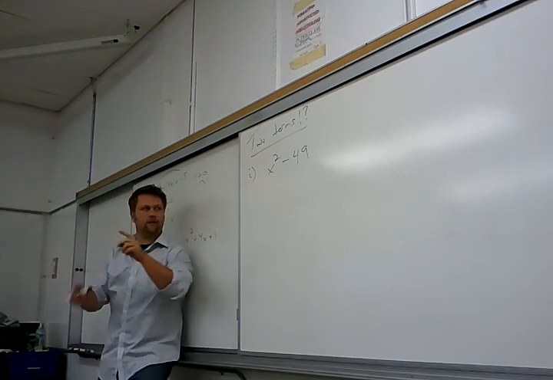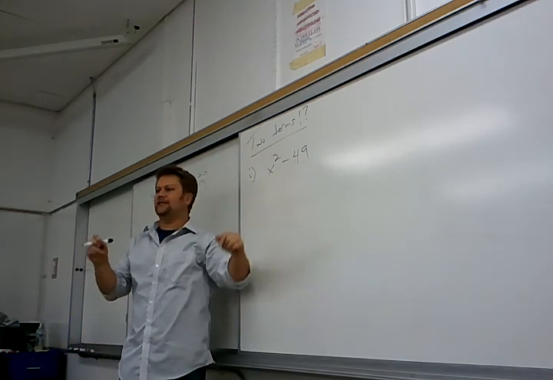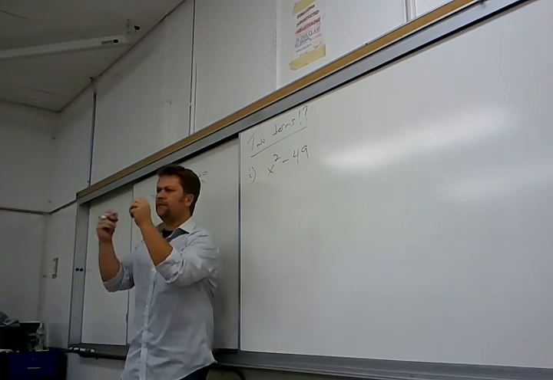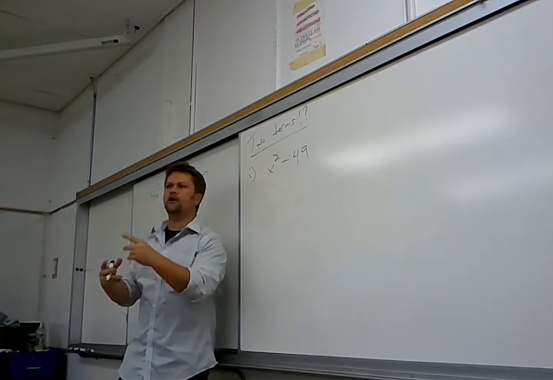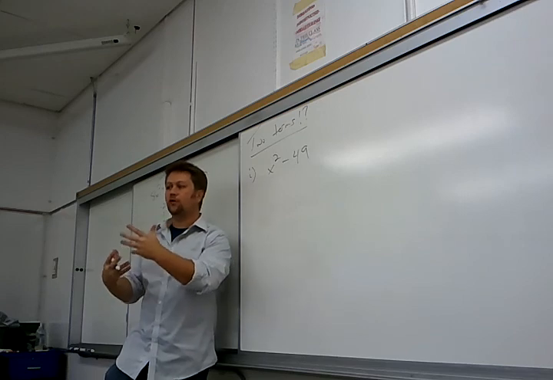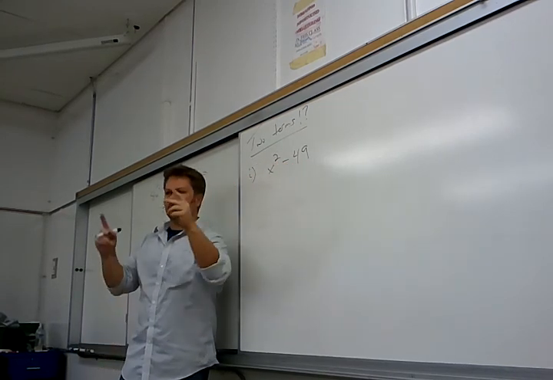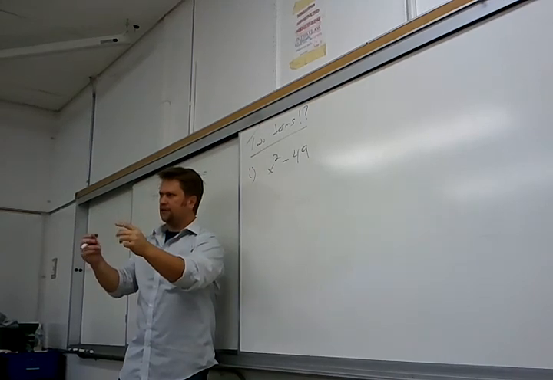So I need two numbers that multiply to negative 49, but add to be 0. Negative 7, positive 7? Exactly. So they have to be the same number, just different signs. And now you see why this is called difference of squares. That last number has to be a square, so that it's the same number multiplied by itself, with different signs.